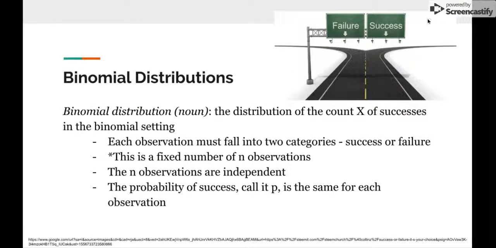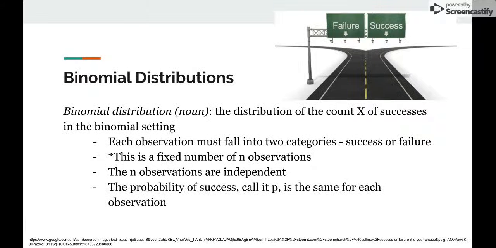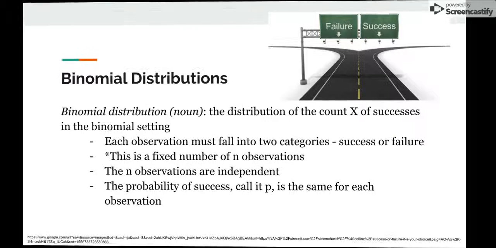Starting with 8.1, which is the binomial distribution, if you recall, the binomial distribution is the discrete probability distribution of the number of successes in a sequence of n independent events. So, it must cover 4 criteria to be considered a binomial distribution. Each observation must fall into one of 2 categories, success or failure. It can't be both. There must be a fixed number of n observations, and these n observations must be independent. The probability of success, p, must be the same for each observation.